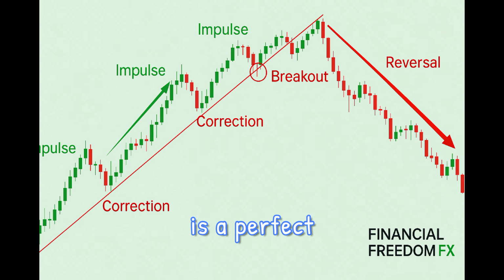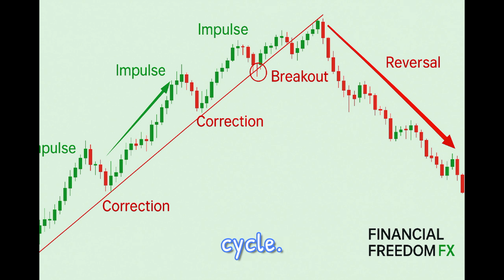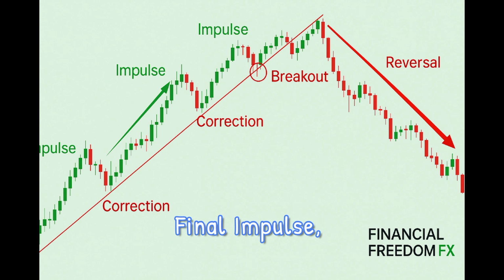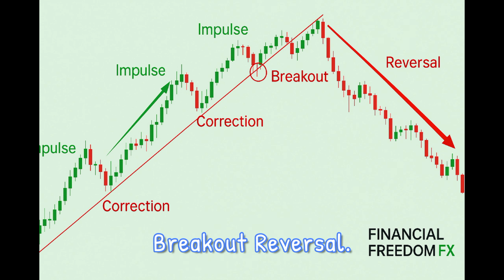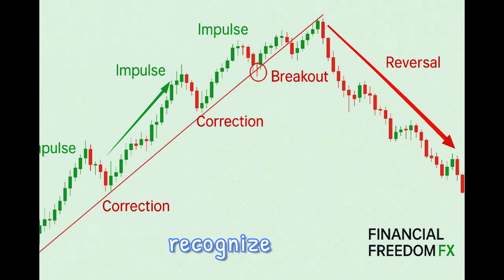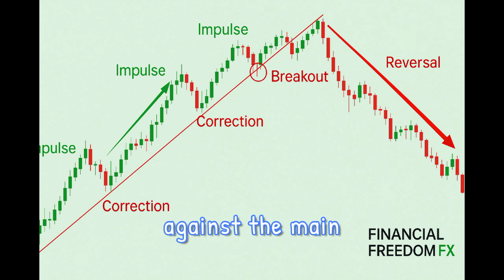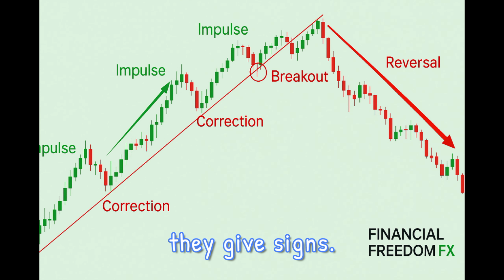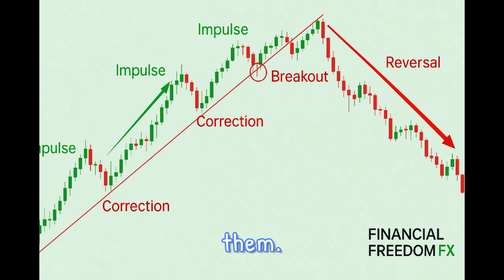This chart is a perfect example of the market cycle. Impulse, correction, continuation, final impulse, weak correction, breakout, reversal. It teaches us to respect trend lines, recognize when momentum weakens, and never ignore a breakout against the main trend. Reversals don't come suddenly, they give signs. You just have to learn to read them.